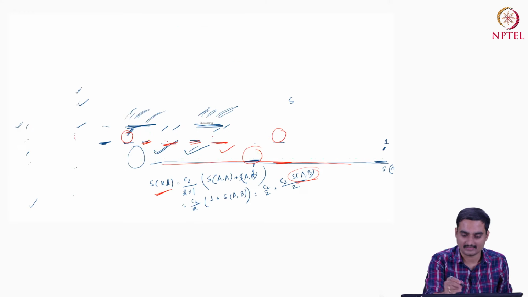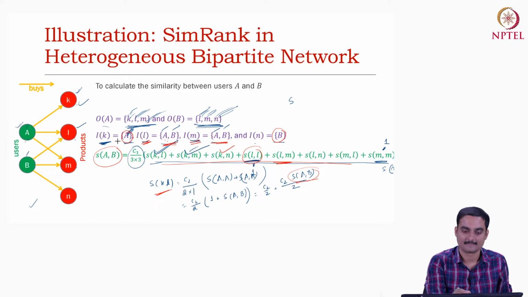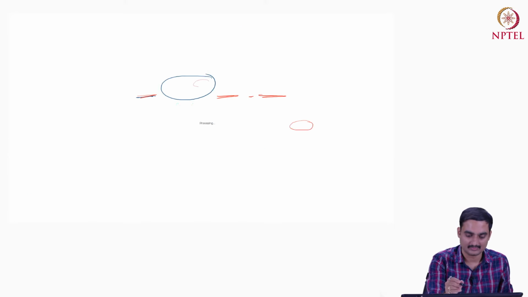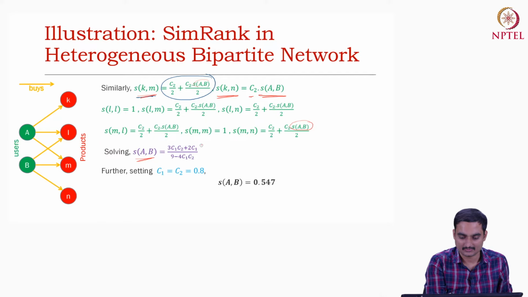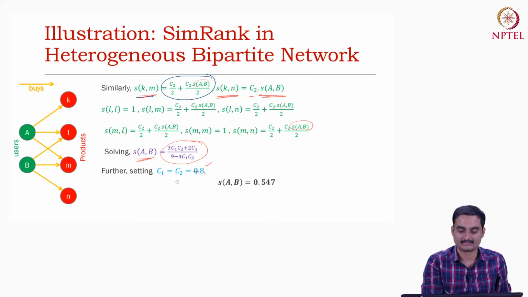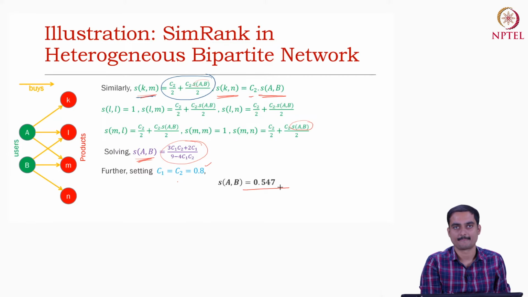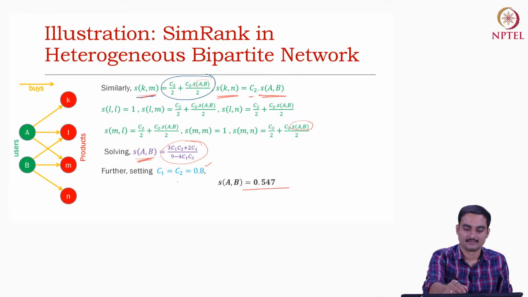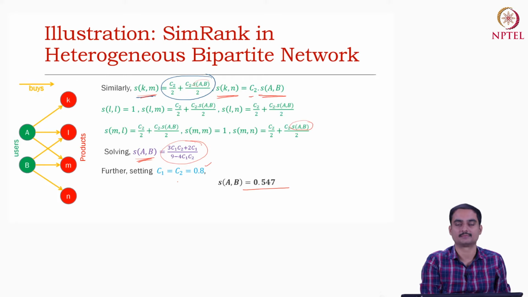Okay, so finally, if you add everything and move all S of AB to the left side, you will get this one, based on C1, C2. Now C1, C2 are constants that we can fix. Let us say C1 is 0.8 and C2 is also 0.8. This is given. So therefore S of AB would be 0.547. Okay. So this is the idea behind SimRank.